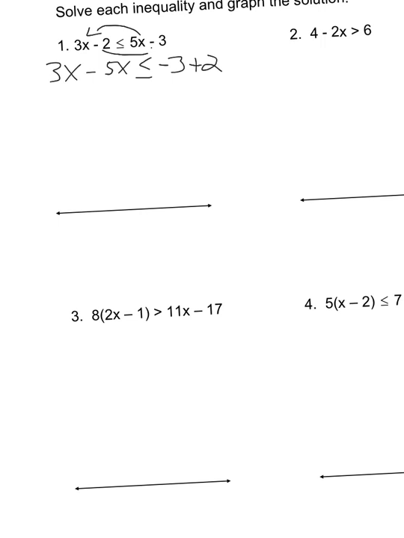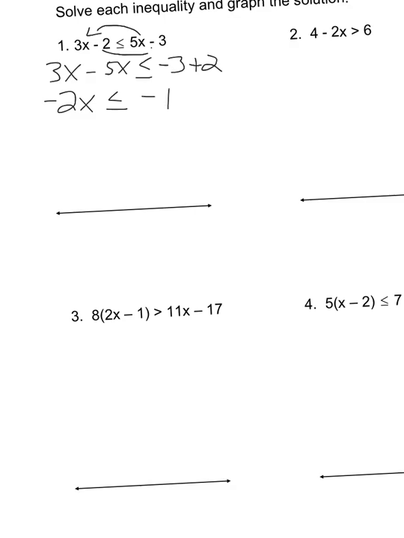Her question was, could she move that 3x across with the 5x and then move the negative 3 across over here with the negative 2? And that's absolutely fine too. In the end, it'll come out to the same answer. All right, 3x minus 5x is negative 2x is less than or equal to negative 3 plus 2, which is negative 1.